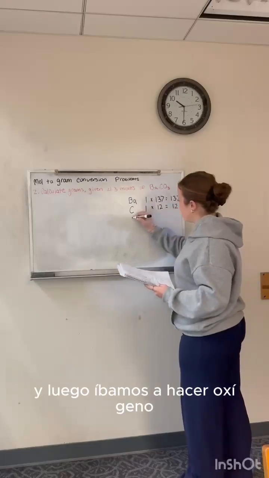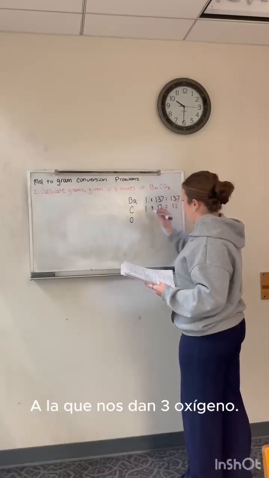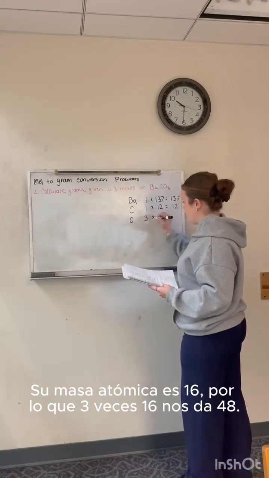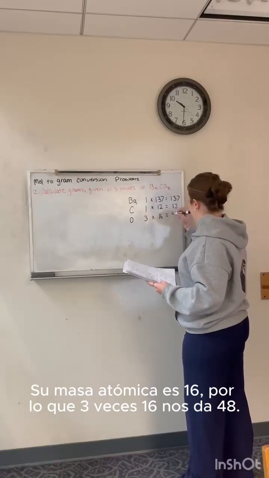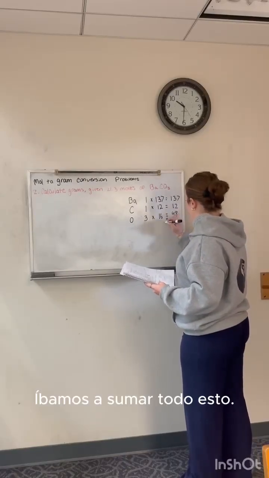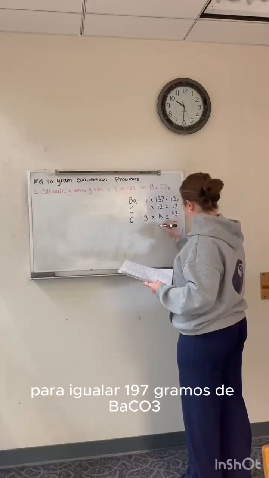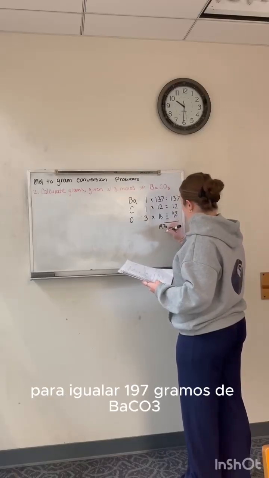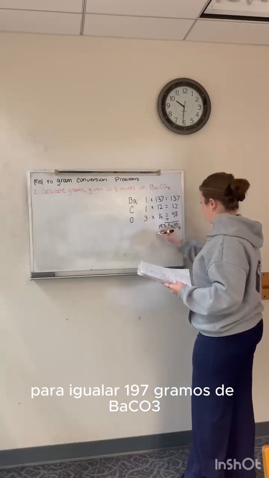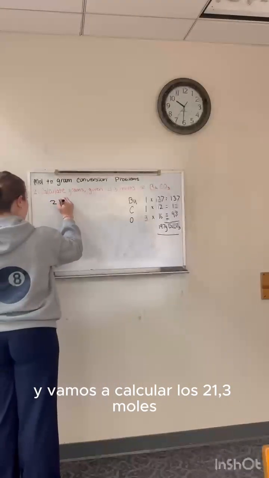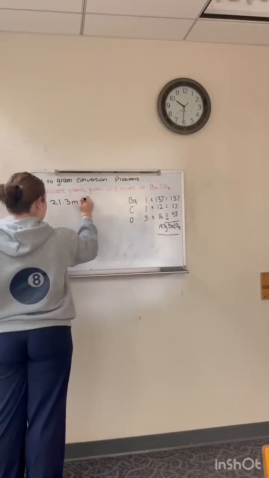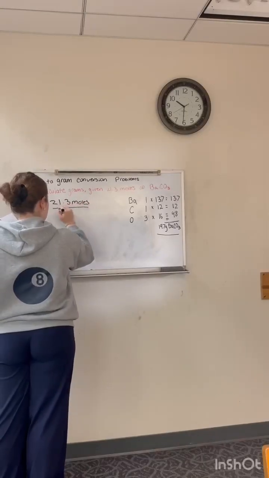And then we're going to do oxygen, which we are given 3 oxygen. Its atomic mass is 16. So 3 times 16 gives us 48. We're going to add all of these together to equal 197 grams of BaCO3. Then we're going to come over here and we're going to calculate the 21.3 moles over just 1.